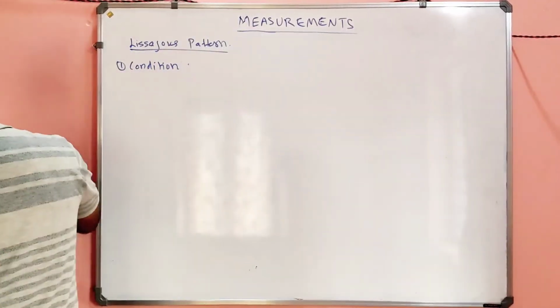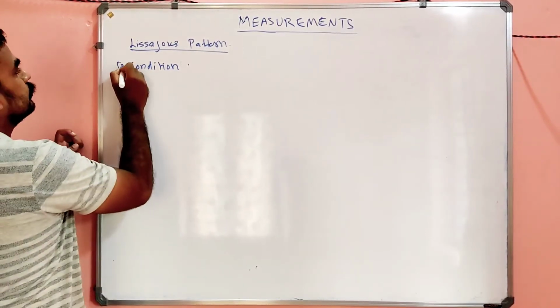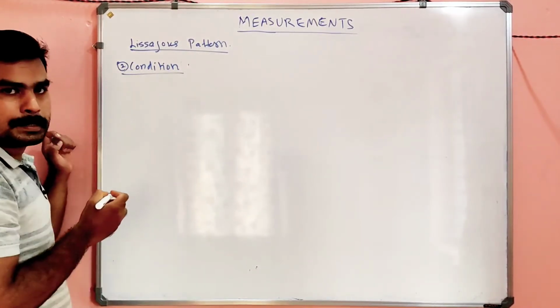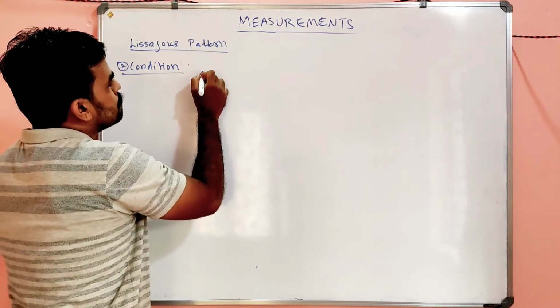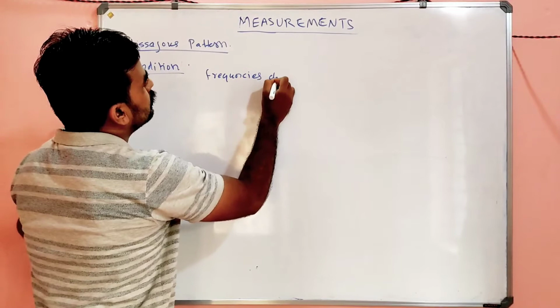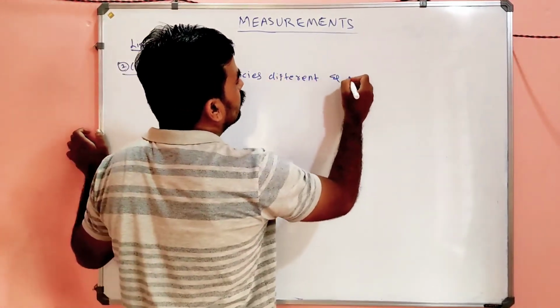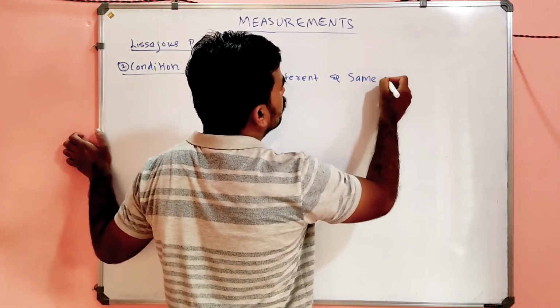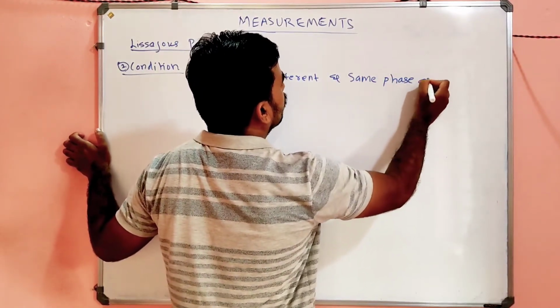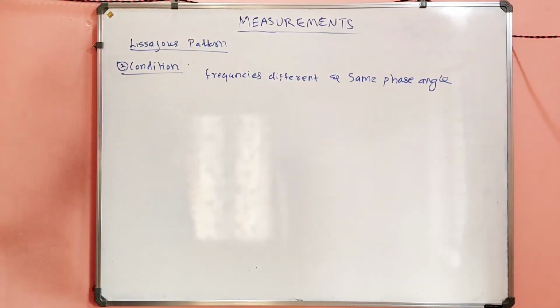Condition 2, so second condition. The second condition is the opposite case: frequency different and same phase angle. Then what will be? For that, my dear, you have an equation.